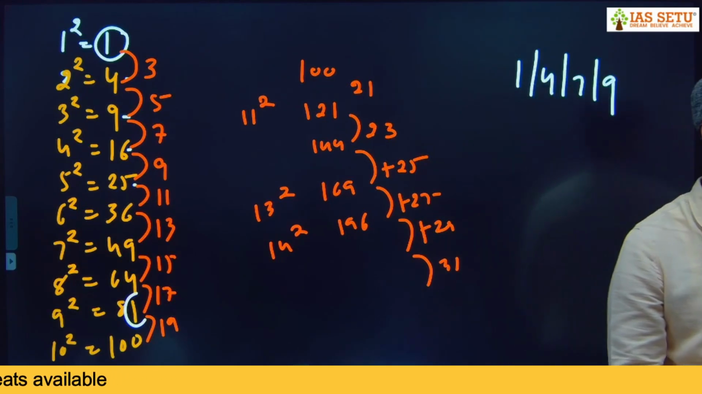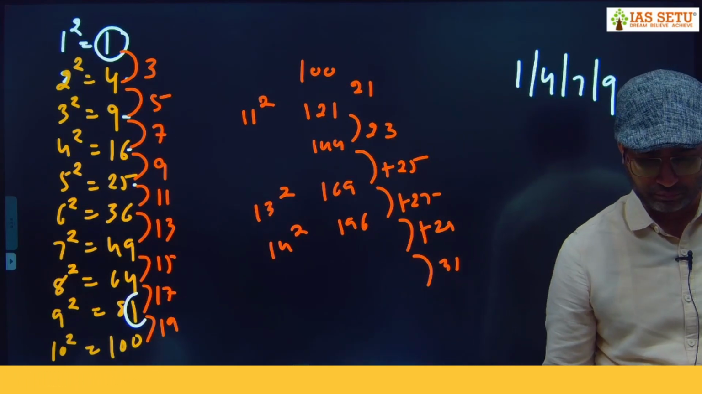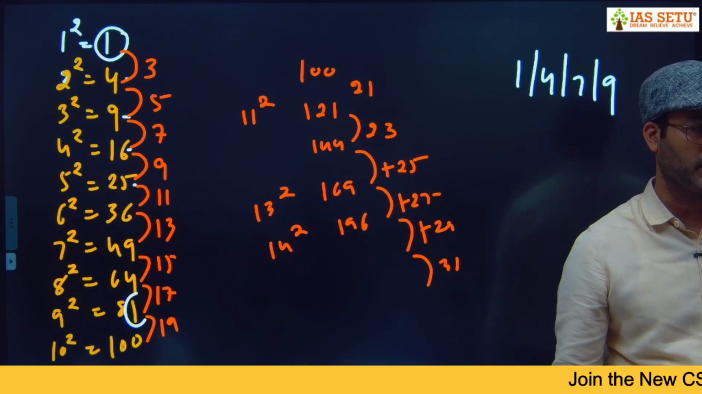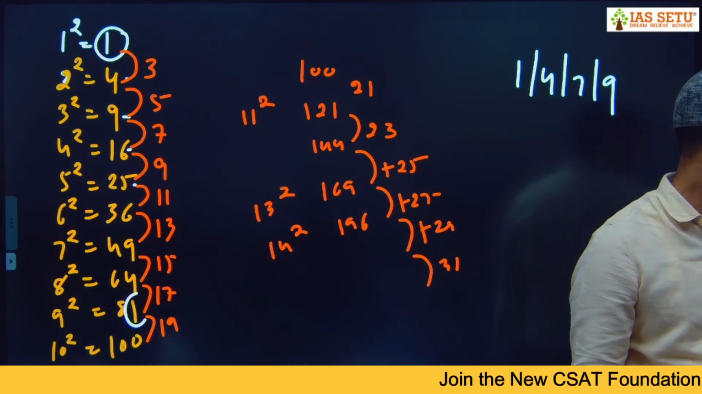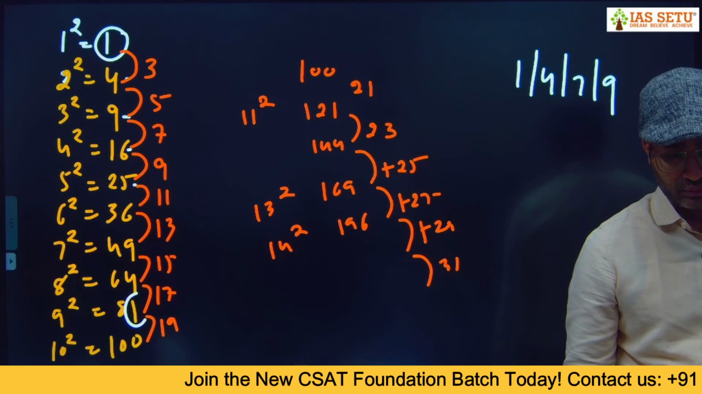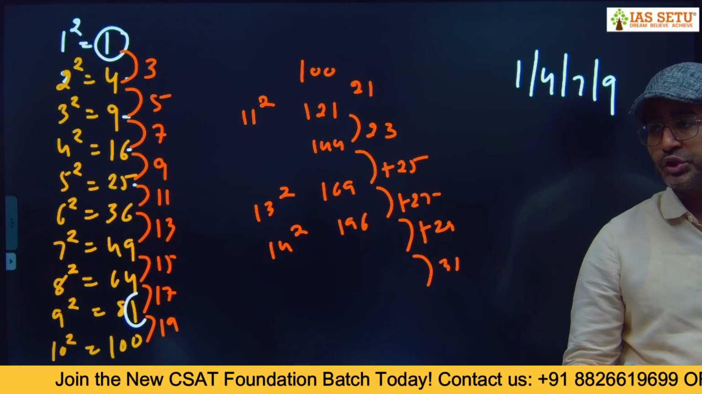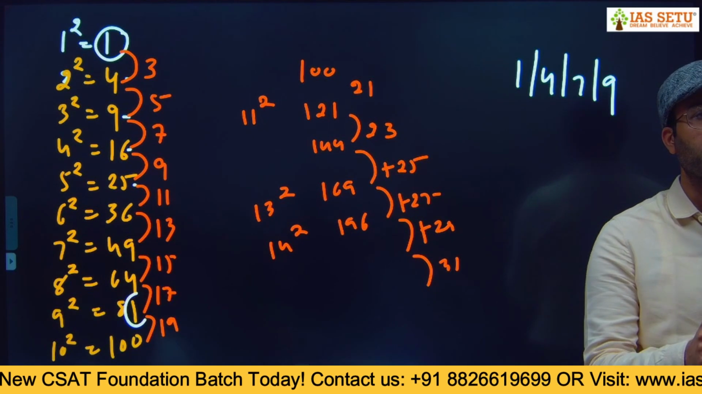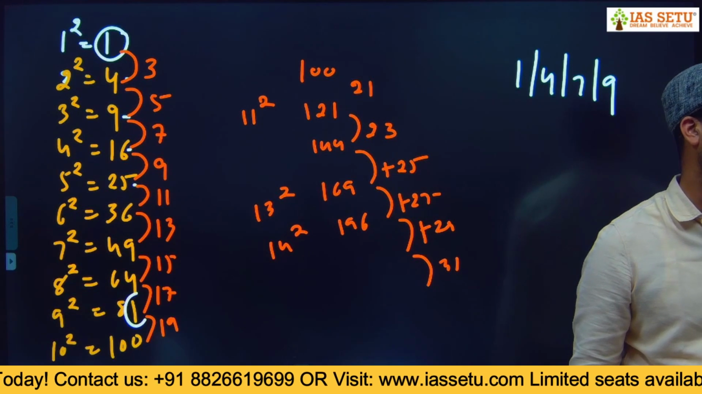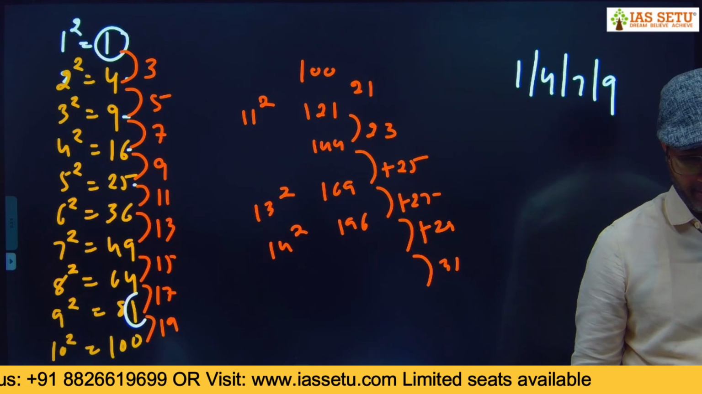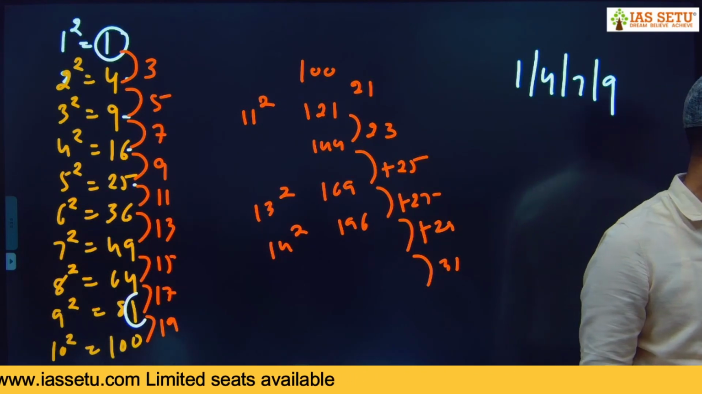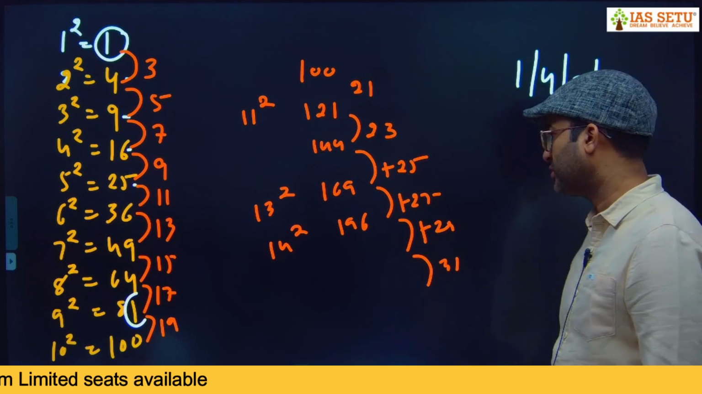Difference of consecutive perfect square numbers makes a series of odd numbers.